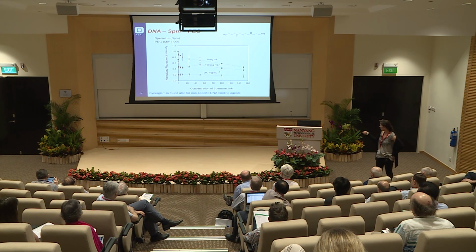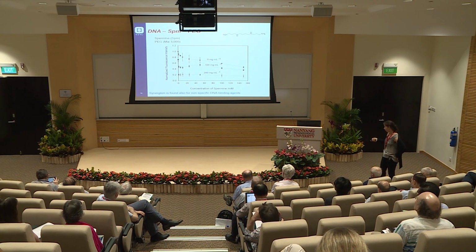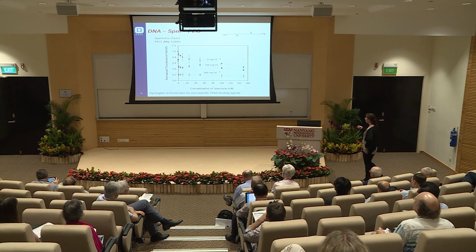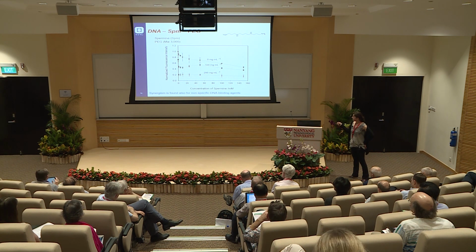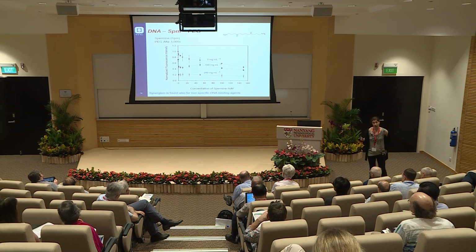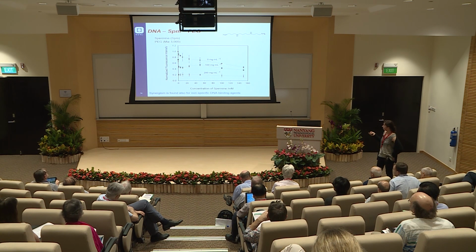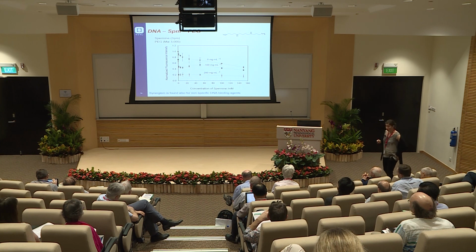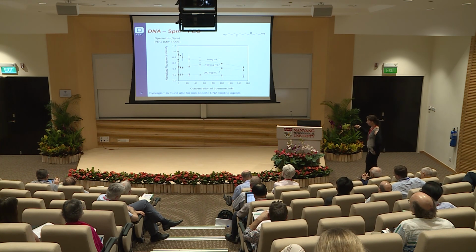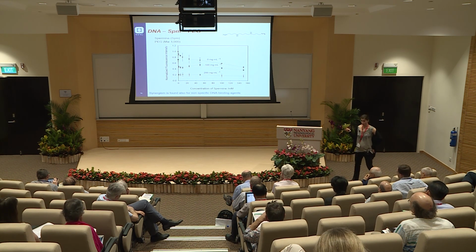So this is similar data to what we've seen before, just seeing how the fluorescence intensity, normalized to the DNA alone, changes with increasing spermine concentration. You'll notice that condensation is very weak. And that is because we're using a buffer with a relatively high ionic strength. So the electrostatic interactions are somewhat screened.